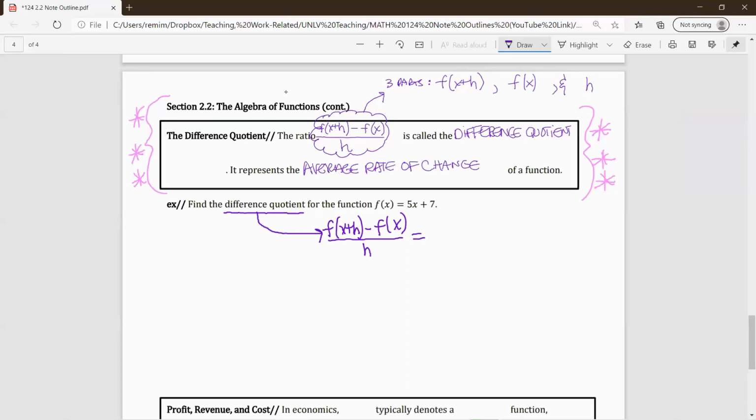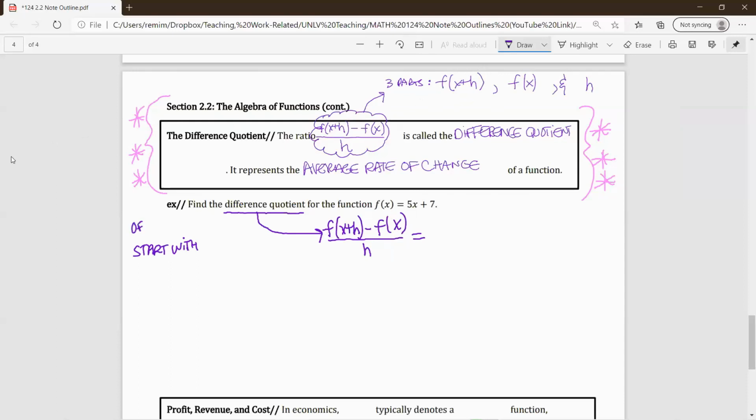Now, I've written that down. However, remember when I said that there are three parts to it, this f of x plus h, and then this f of x, and this h, and we're going to think of them separately at first. So the only thing I'm actually going to focus on to start with is the f of x plus h part.